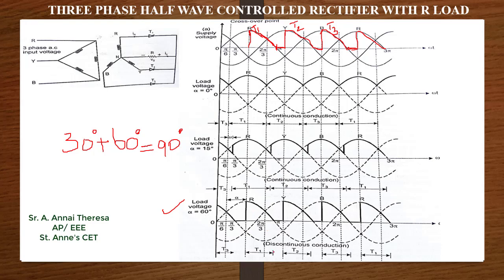Here this is discontinuous conduction, since the output has reached 0. Here no conduction, so 0 output, 0 output. So for alpha equal to 90 degrees we get discontinuous conduction. Like this you can draw for any angle, for example alpha equal to 60 degrees, 90 degrees, 120 degrees. For the given angle you have to add this 30, which is the minimum angle.